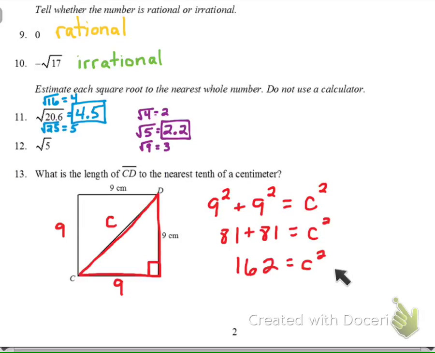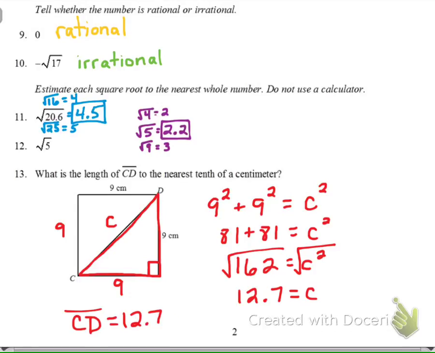And then to get rid of the square, I have to square root it. So I get that C equals 12.7 because I rounded to the nearest tenth of a centimeter. So here's my final answer. CD equals 12.7 centimeters. Okay. So this is just Pythagorean theorem, but you had to recognize that there was a right triangle. Otherwise you didn't know what you were doing.